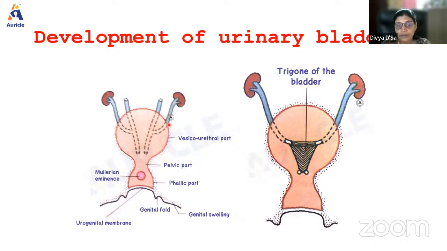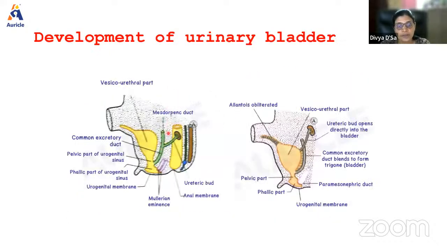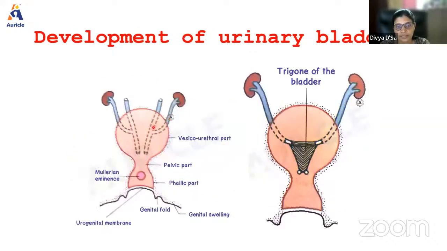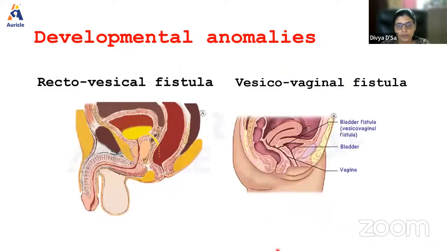As for the trigone of the bladder, the mesonephric ducts open there, one on either side. From the mesonephric duct arises the ureteric bud, which forms the ureter. Once these come in relation to the developing bladder, both of them fuse and form the trigone of the bladder. That is about the development of the urinary bladder.